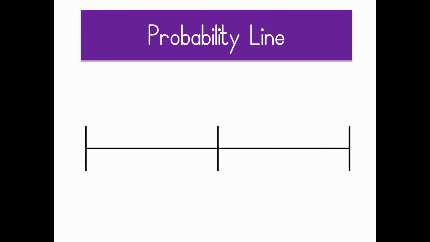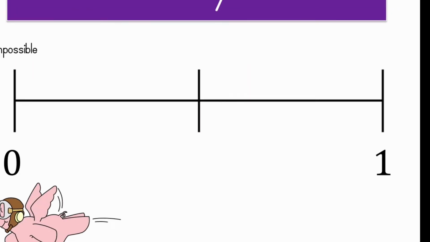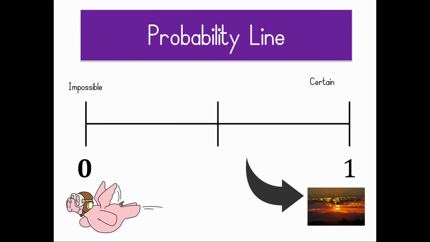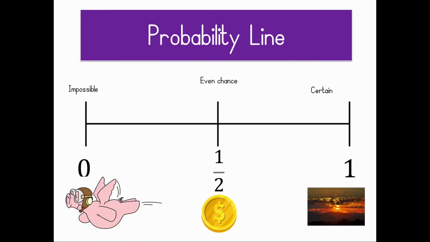Explain that we use a probability line to show us the chances of something happening. The probability line goes from 0 to 1, with 0 showing that an event is impossible. Pigs cannot fly, and 1 showing that an event is certain. The sun will rise tomorrow. The middle of the probability line shows that an event is just as likely as not to happen, like a coin landing on heads or tails.